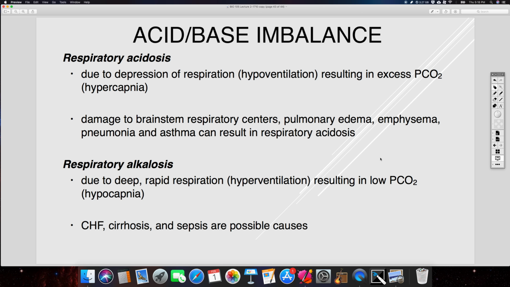Now, respiratory alkalosis is typically due to deep, rapid respiration or hyperventilation. You see this in sepsis and CHF and cirrhosis, but basically you're blowing off too much CO2, and that's going to cause pH to go up. Now, this term hypercapnia refers to too much CO2 in the blood. Hypocapnia is too little CO2 in the blood. So I just want to point out those terms.